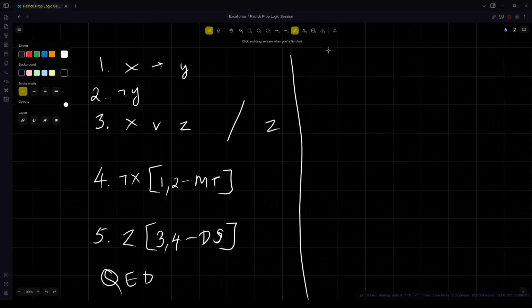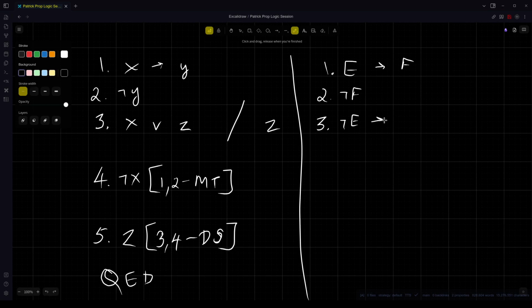So let's do the second one. The second one was E implies F. Then for the next premise, not F. And then next premise, not E implies G and H. In brackets, we got a compound there, so G and H.